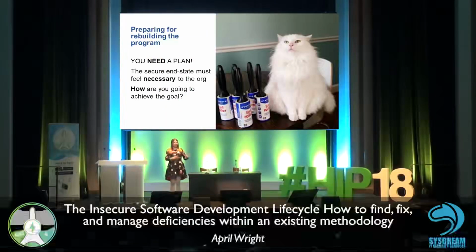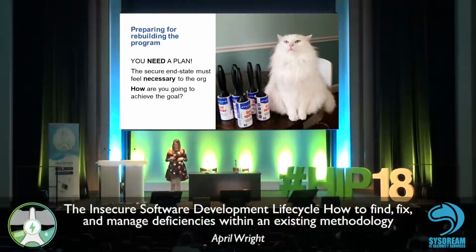We have to make sure that security is a requirement for the organization, and that does somewhat come out of the risk management process and program. It also comes from us selling security to the executives and our management and our peers. So we need to figure out how we're going to achieve our goal and work towards that.